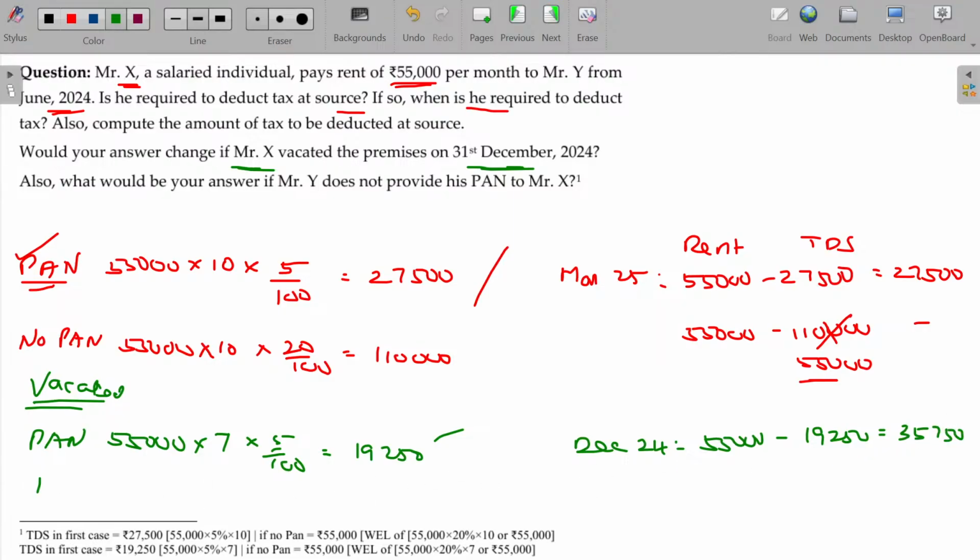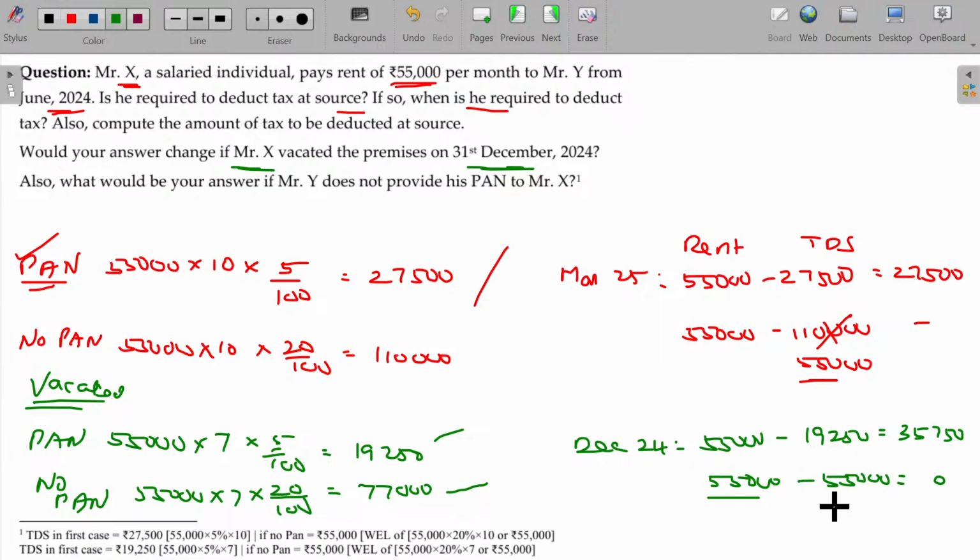How much is that? 35,750. If the PAN number is not given, 55,000 into 7 into 20% will be leviable. How much is that? 77,000. In this case, December month rent 55,000, TDS 77,000, anyhow restricted to only the amount available. So TDS being 55,000. Is that clear? 194IB is also over.